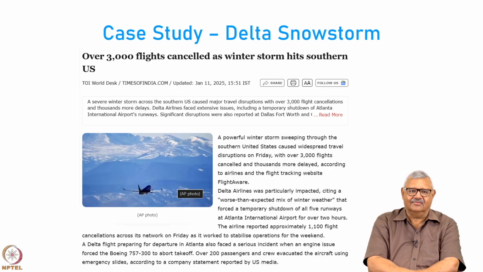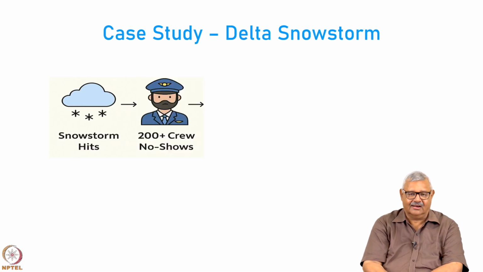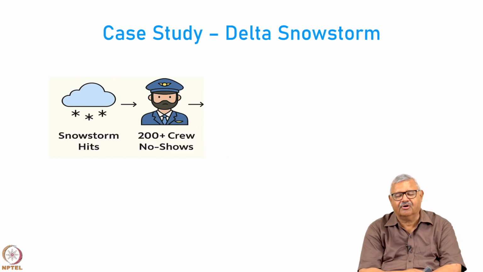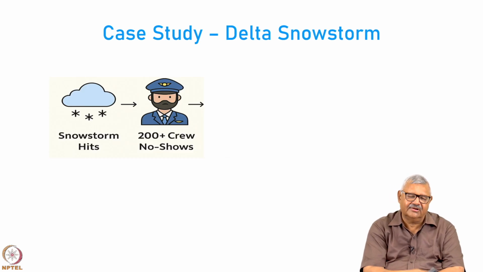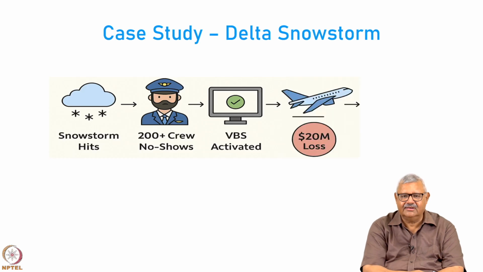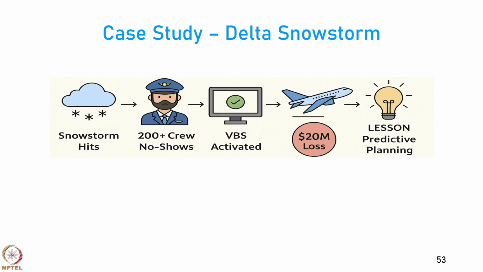So many flights get cancelled because of bad weather. This is one example. A few years ago, 2019 I think, there was a snowstorm. Delta Airlines was one of the airlines that had a massive problem because more than 200 crew members could not come, as they could not take their journey from their residence to the airport, bad weather. So the vacancy based system was activated, people bid for it, but there was still a loss of $20 million to the airline. So the lesson that they learned is that we should do predictive planning.